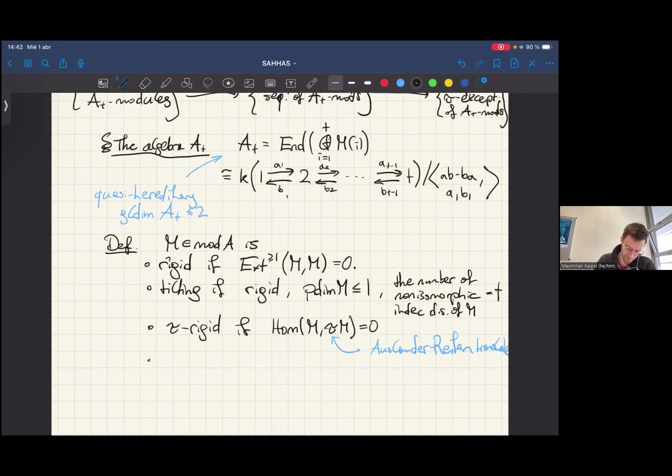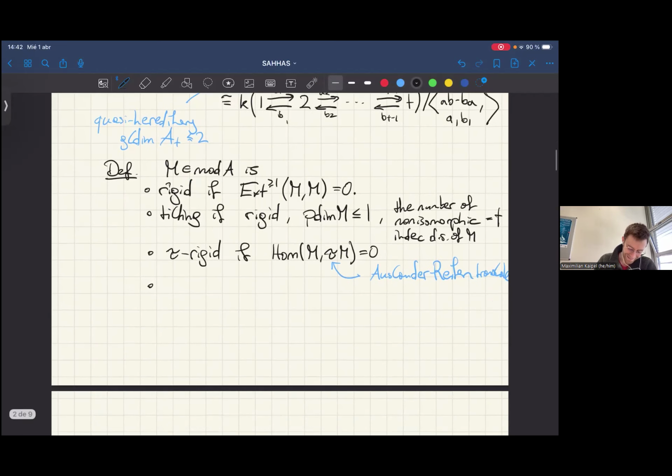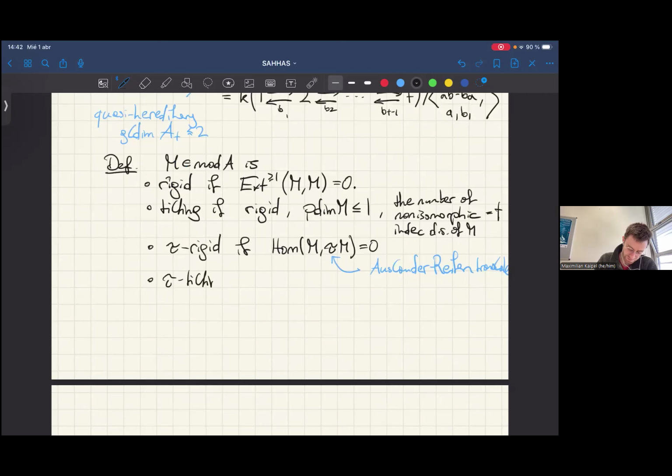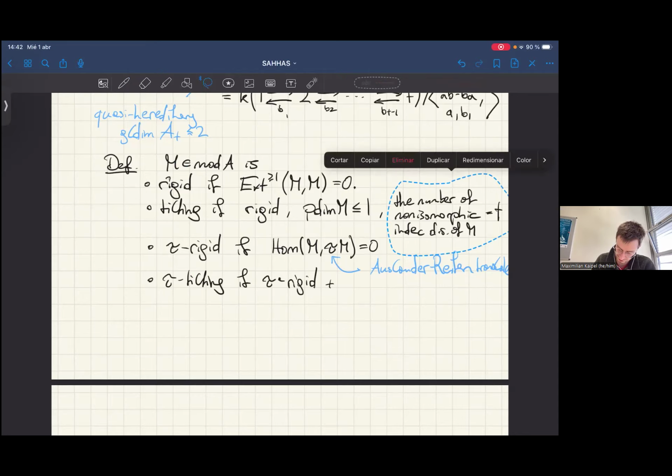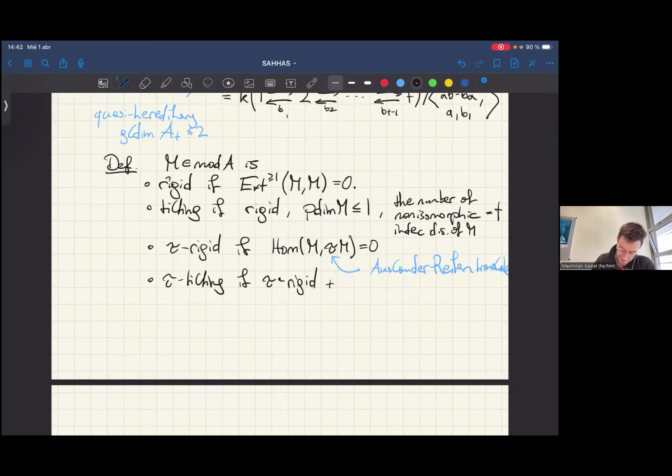And finally, or maybe, no, penultimately, I will call it tau tilting, similar to rigid and tilting, if it is tau rigid, but now I have no more condition on the projective dimension. I just assume that the number of non-isomorphic summands of M is T. So this is exactly the condition that I have up here. The number of non-isomorphic summands of M is again T.